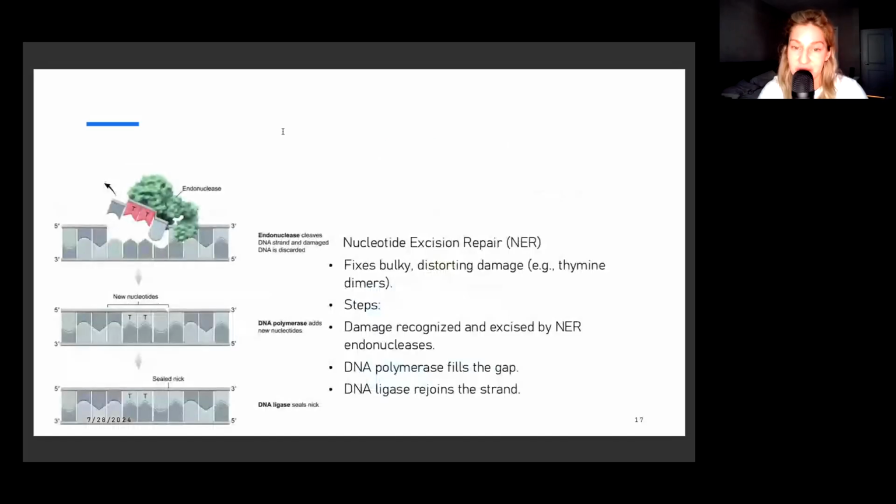Going forward, we also have the nucleotide excision repair system. The nucleotide excision repair system fixes very big damage, like for example in this case thymine dimers. The steps included here are that damage is recognized and excised by NER endonucleases. DNA polymerase fills the gaps, and DNA ligase rejoins the strand.